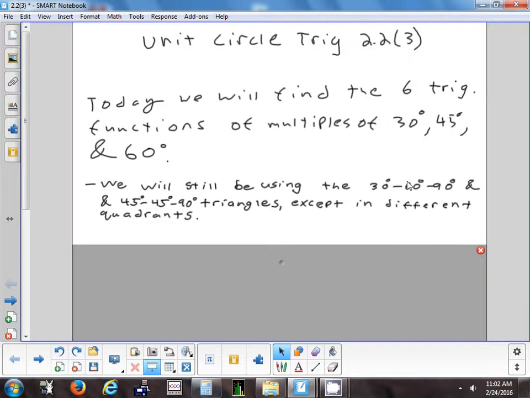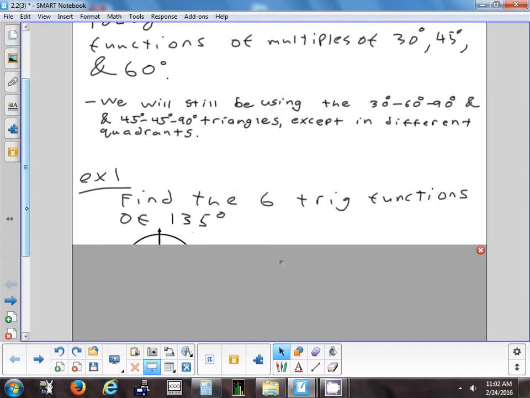What was the length of the sides in the 45, 45, 90? They were the same. Yep, both square root 2 over 2. So for the 45, 45, 90, you need that number. What about in the 30, 60, 90? How long is the short side? A half, and the long side? Square root of 3 over 2. That's all we need. So we'll just start with some examples.